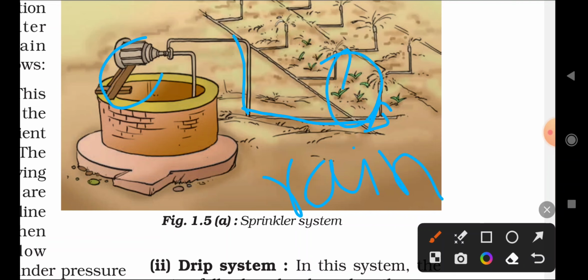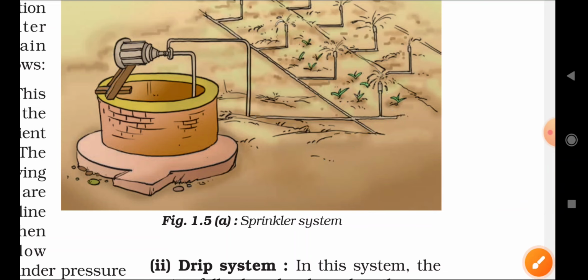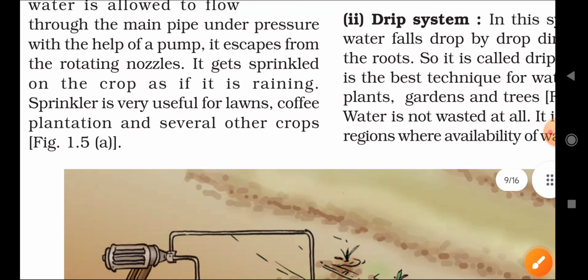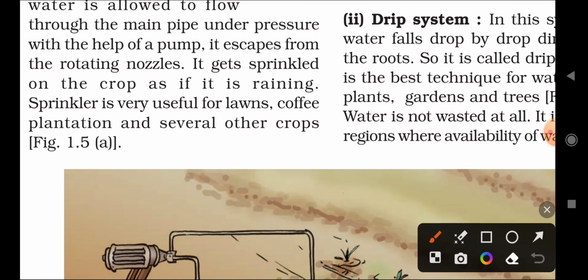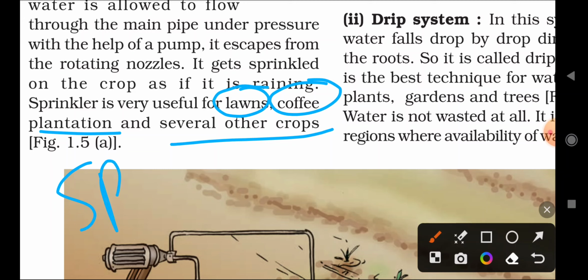With the help of motor pressure, the water will be lifted through the pipes and will pass again to the nozzle, and the nozzle will sprinkle water in a rain form, and the plant will grow very easily. Where exactly is it used in the field? For coffee lawns, coffee plantation and several other crops, which are developed with the help of the water sprinkle system.